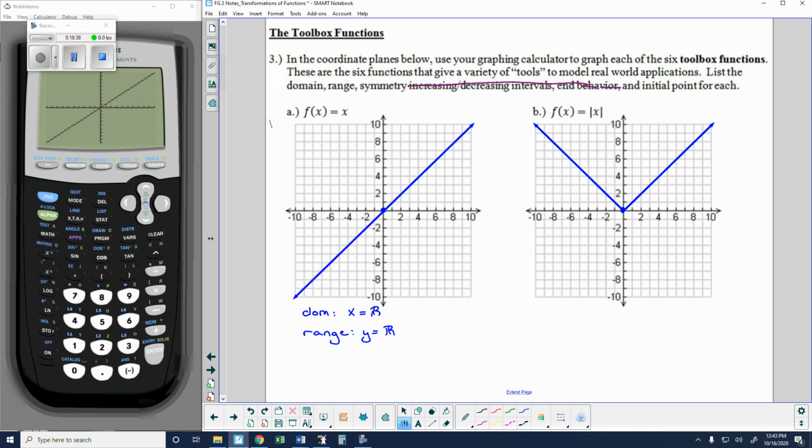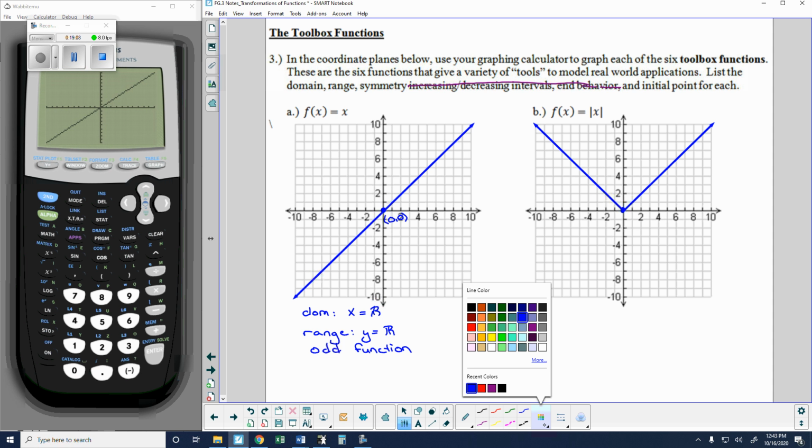And it goes up forever. It goes down forever. So the range will be all real numbers as well. In terms of symmetry, hopefully you notice that this is an odd function. It does have symmetry about the origin. You could rotate it 180 degrees about the point 0, 0, and it will map onto itself. Its initial point is 0, 0. So it goes through the origin. Most of these functions are going to have an initial point of 0, 0.